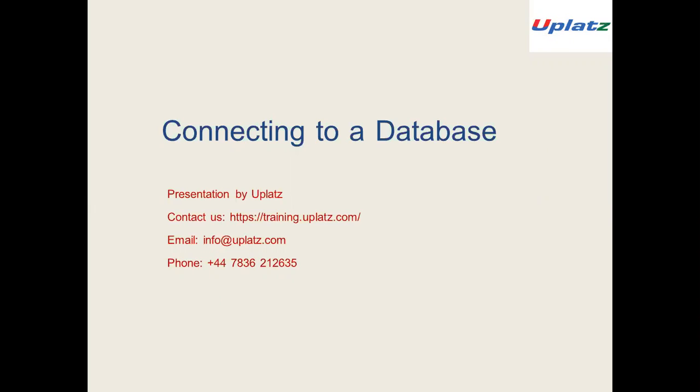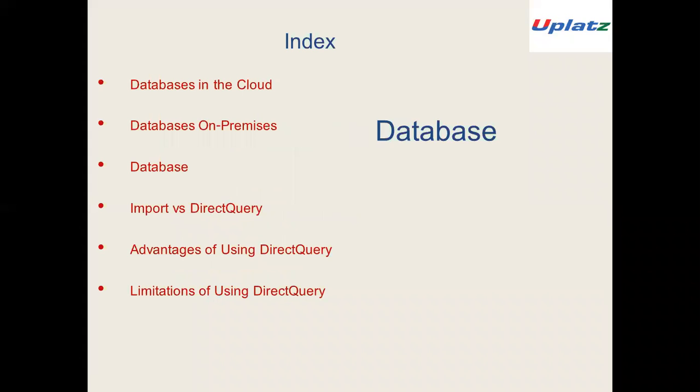Let's see what the table of contents is. The table of contents includes the following topics: databases in the cloud, databases on-premises, database import versus direct query, what the advantages of using a direct query are, and then what the limitations are if we opt for the direct query. Let's see these topics one by one.